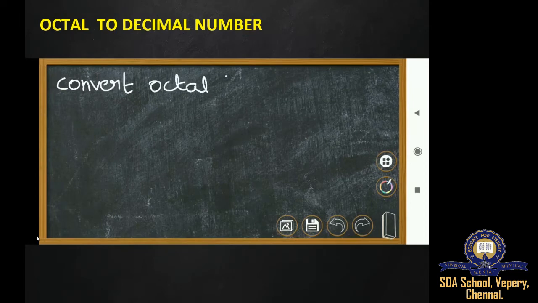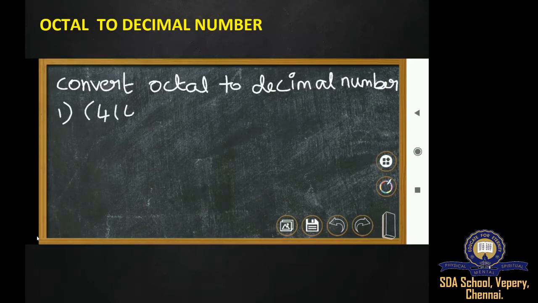We are going to convert octal to decimal number. What is the first question? First question is 4105. This is the octal number. We are going to find the decimal number.